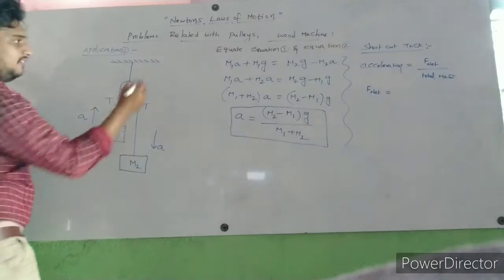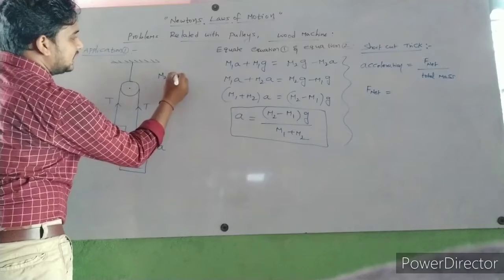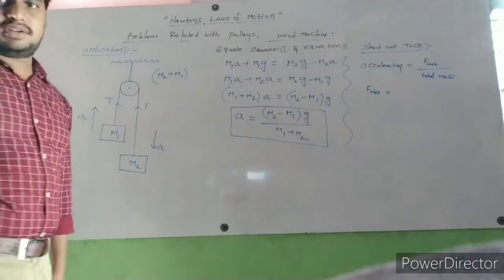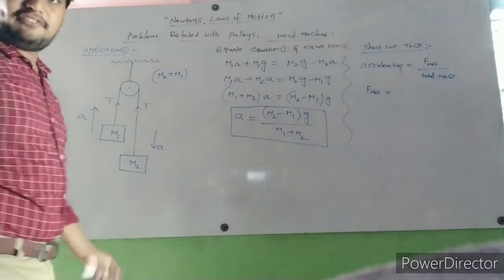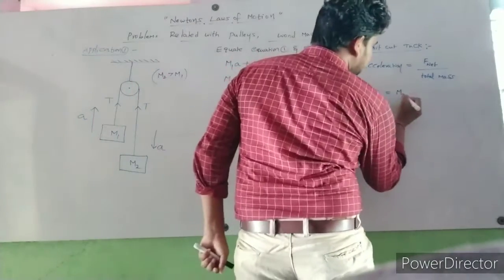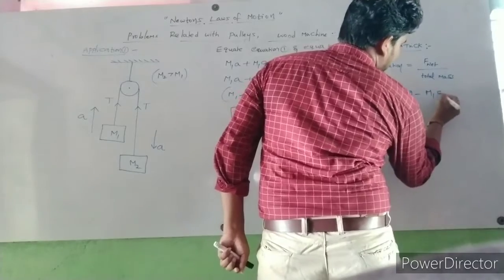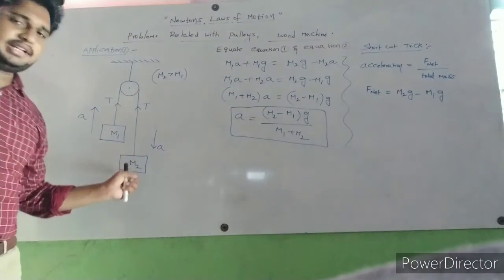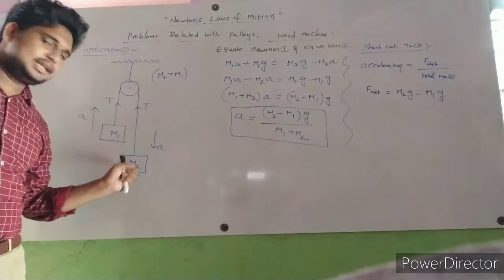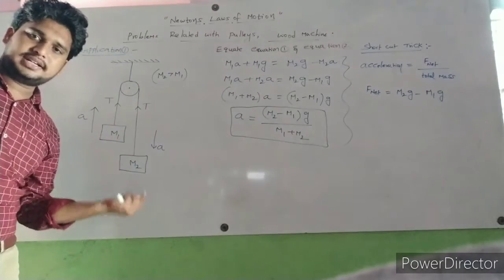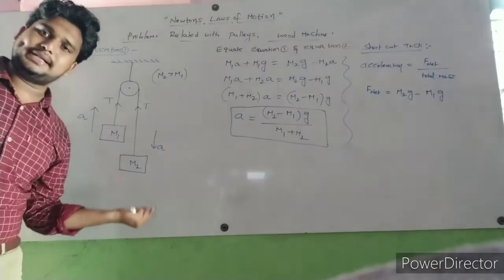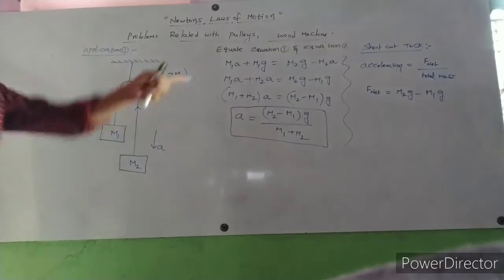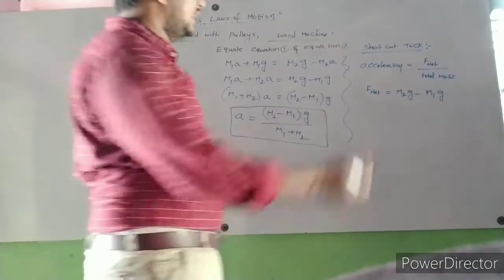When this takes place, definitely M2 is greater than M1. M2 greater than M1, so net force means definitely M2g minus M1g, because the force acting on M2 is the gravitational force. That gravitational force is also equal to weight. That weight is equal to M2g, and here it is M1g. M2g minus M1g, that is net force.